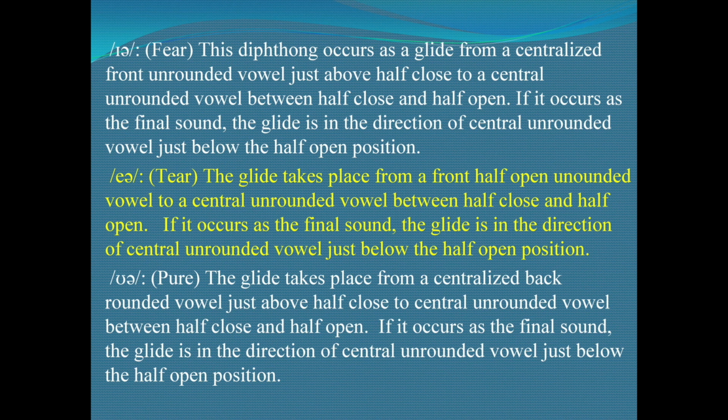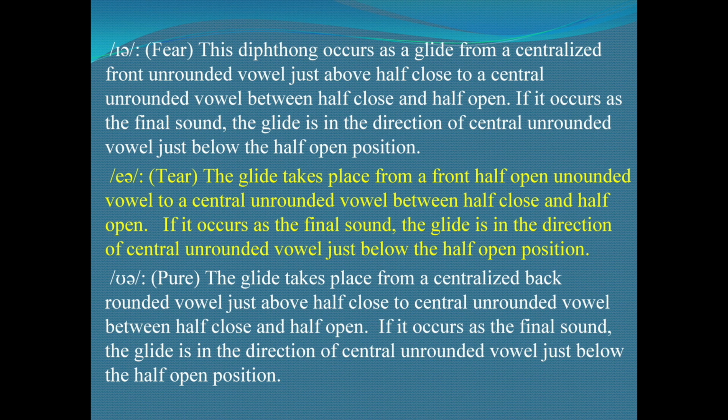And if it occurs as a final sound, how is it articulated? The glide is in the direction of a central unrounded vowel just below the half open position. That is the difference. So when it occurs like that, instead of between half close and half open, it is below the half open position. Fear.